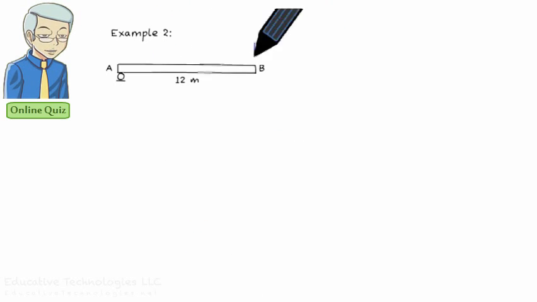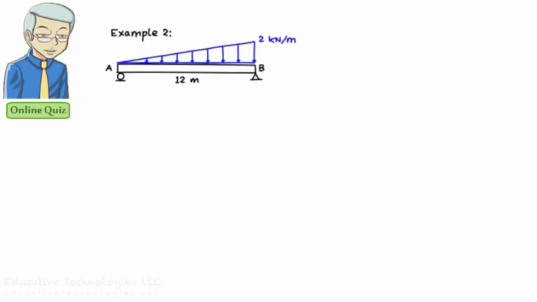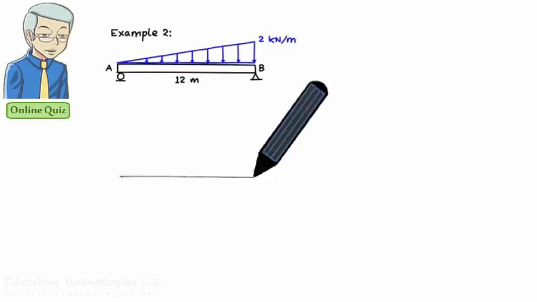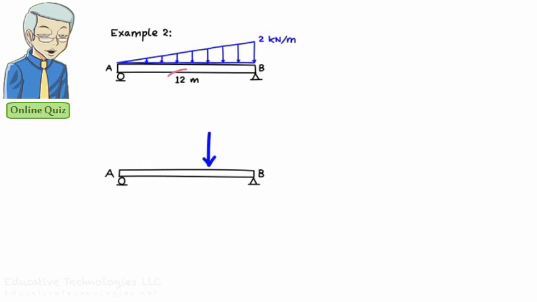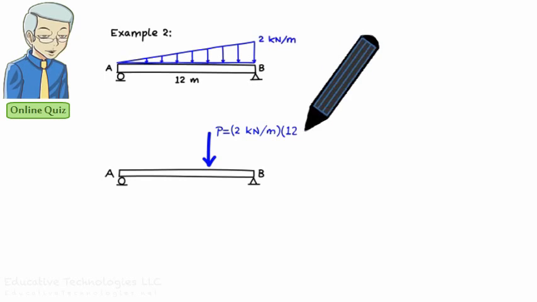Example 2. This beam is subjected to a triangular distributed load. Determine the support reactions for the beam. The magnitude of the equivalent concentrated load equals the area of the triangle defined by the load. The triangle has a base of 12 and a height of 2, so we can write P equals 12 times 2 over 2, or 12 kilonewtons.